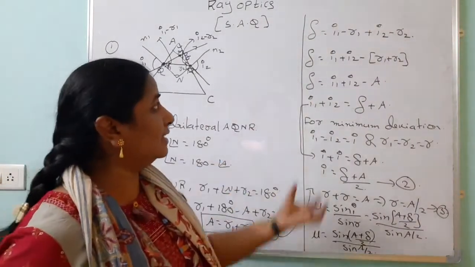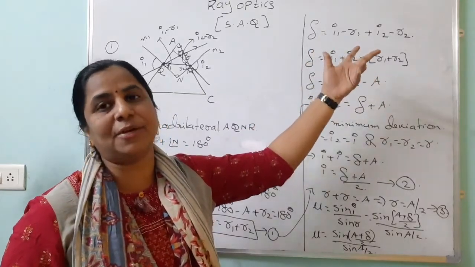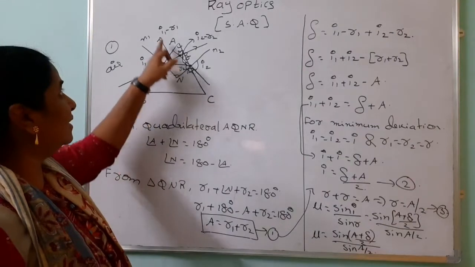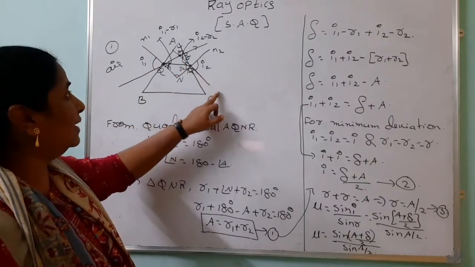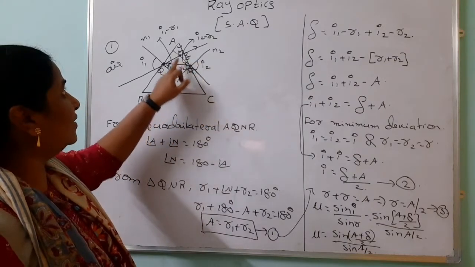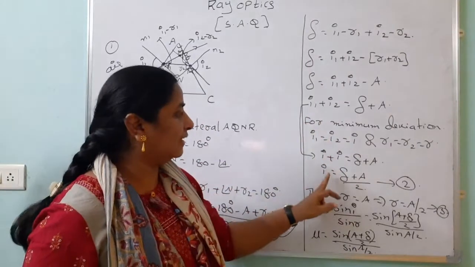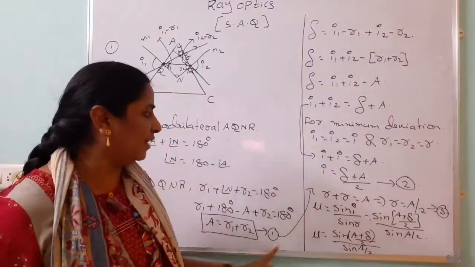Then our next thing is that the angle of minimum deviation is the sum of the deviations. Where should we observe the deviations? When light is coming from rarer to denser, the deviation is I1 minus R1. When the light is coming from denser to rarer, the angle of deviation is I2 minus R2. After simplification, we get the expression for the angle of incidence and the angle of refraction.